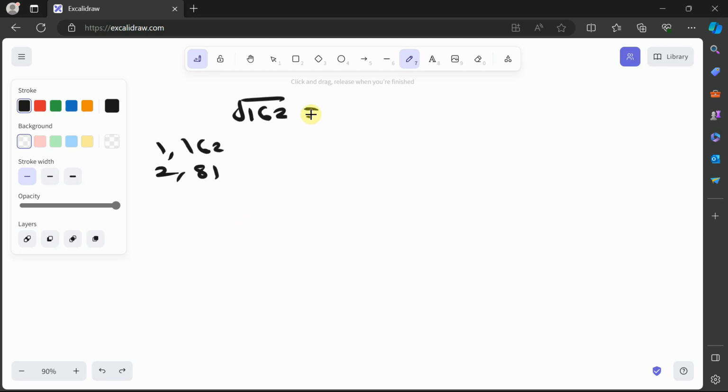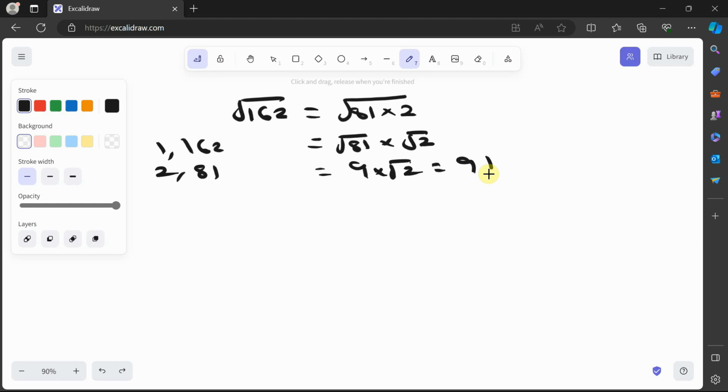This time around, it's always good to put the perfect square first. So you could say the square root of 81 multiplied by 2. Just like in the previous example, I could say the square root of 81 times the square root of 2. The square root of 81 is 9. So this is like saying 9 times root 2, which is equal to 9 root 2.